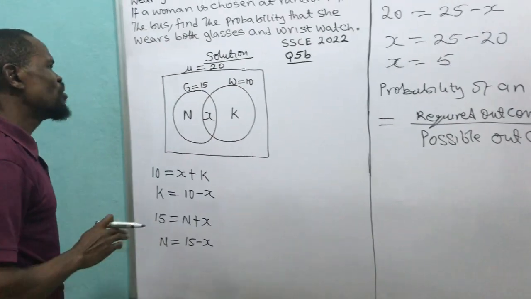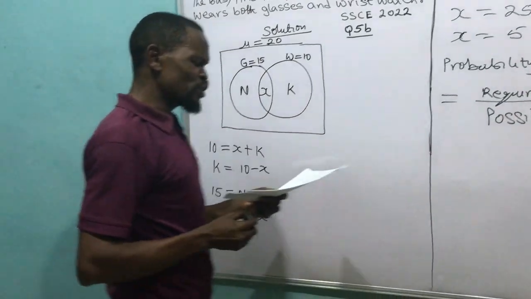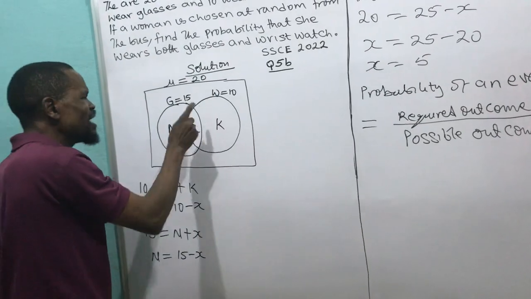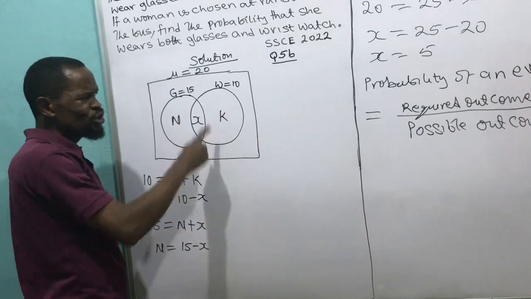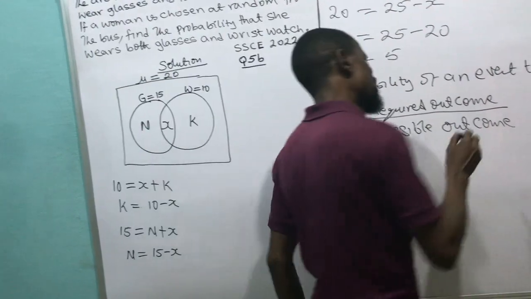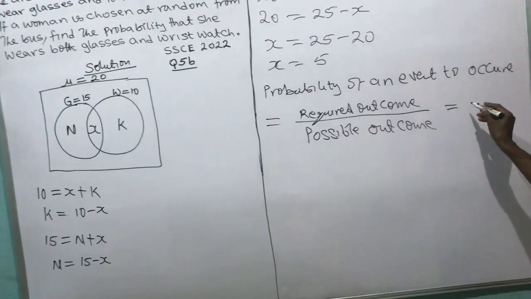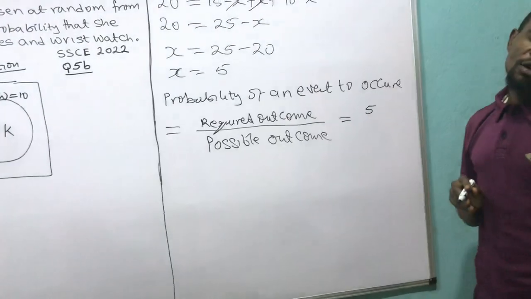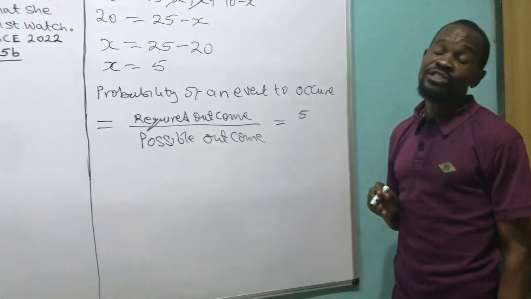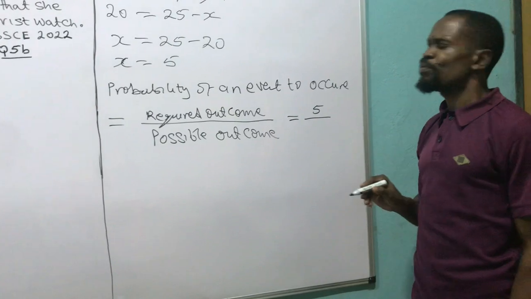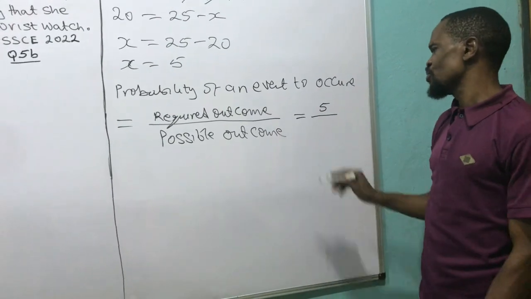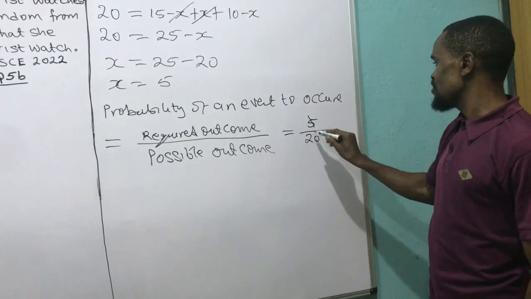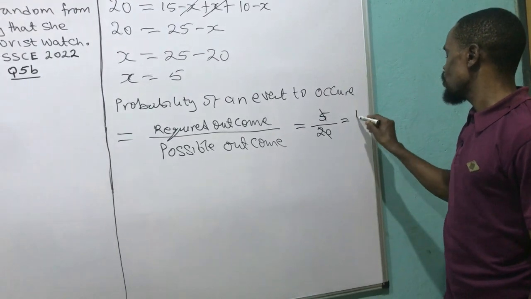The possible outcome is the total people in the bus. What's the total people in the bus? Which is 20. I can now say that it equals the required outcome, which is 5, those that wear both glasses and rings watch, over the total, the possible outcome, which is 20. That is the possible outcome. And the 5 can divide itself and 20. I will have 1 over 4.